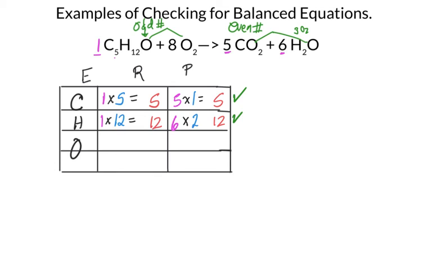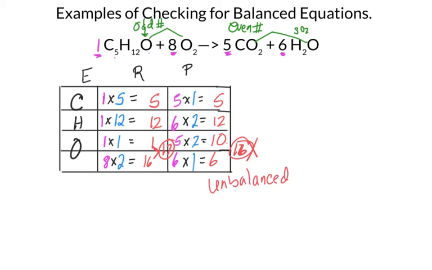We have 1 on the reactant side, plus 8 times 2, which is 16, for a total of 17 oxygens on the reactant side. On the product side, we have 5 times 2, which is 10, and 6 times 1, which is 6, which is 16. So 17 oxygens on the reactant side and only 16 on the product side. This is not a balanced equation.